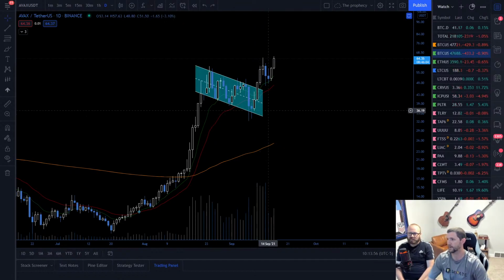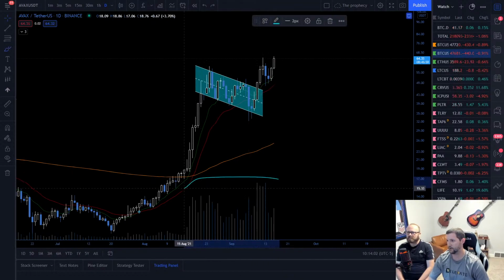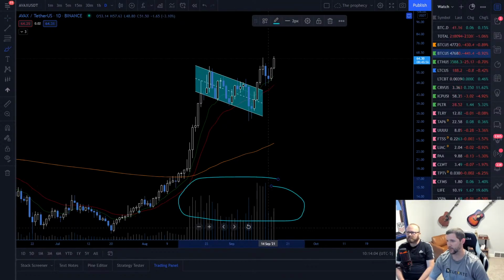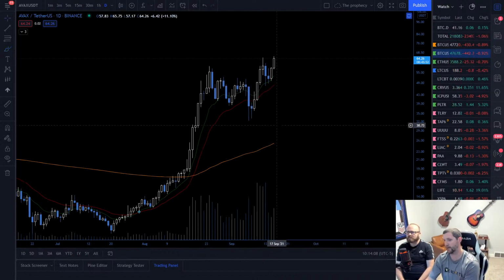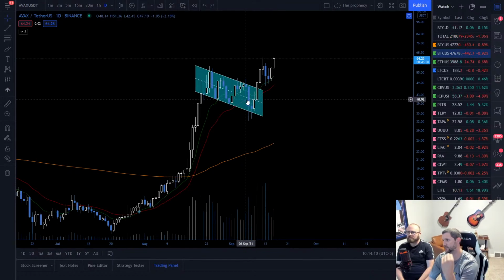The volume supporting it. Look at that volume. Not only is that high volume, that is the highest volume on the chart right now. So that is a high volume breakout. And the reason you want a high volume breakout is because you want the market to confirm this is a pattern and this is a resistance.